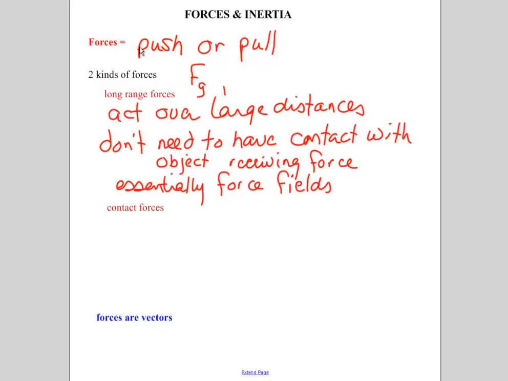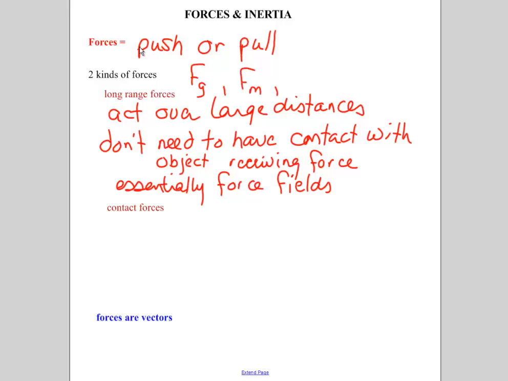Another example of a long-range force is a force that you may have used or that you've seen before when you play with magnets. You can chase one magnet around with another magnet and not have them touch each other. Since they aren't touching each other, we have a long-range force. So magnetic forces are long-range forces.